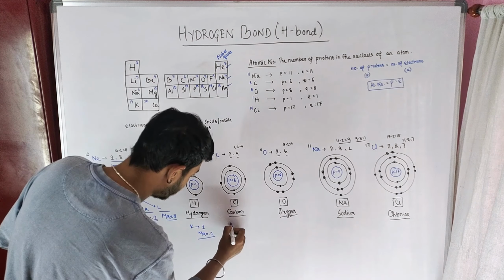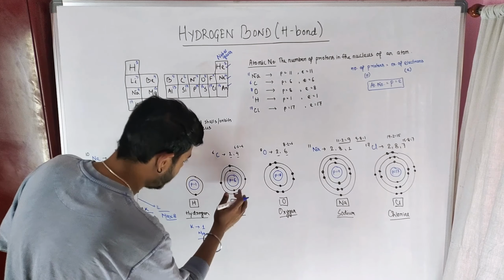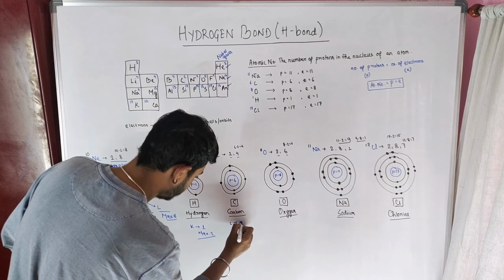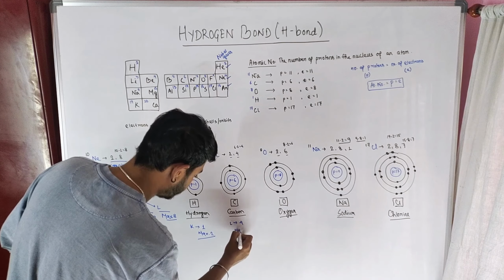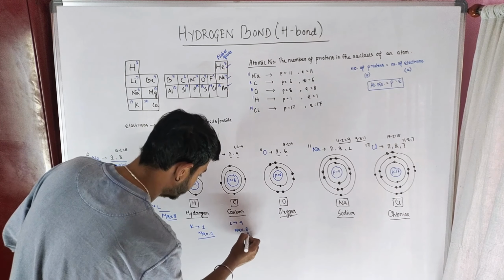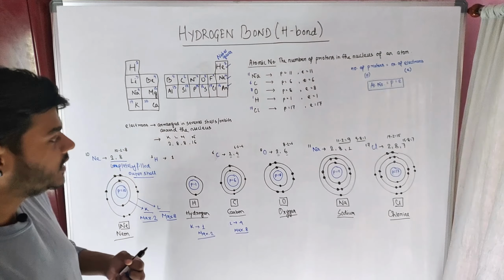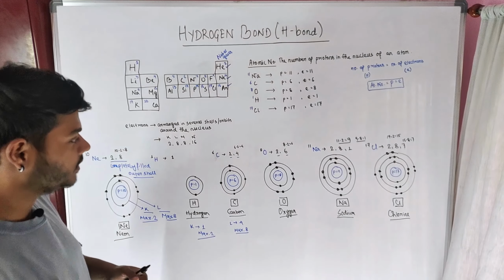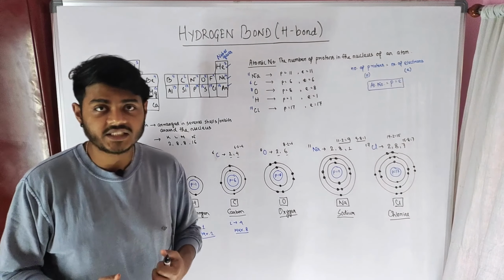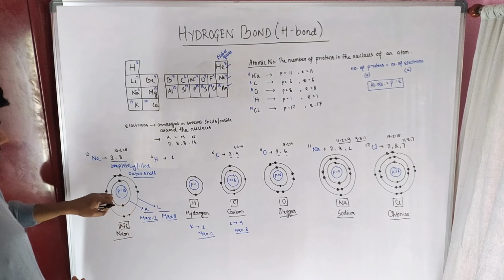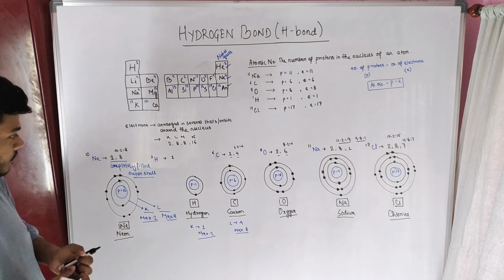Carbon, the K shell has 2 and the L shell has 4 electrons, but what is the maximum number of electrons the L shell can accommodate? It's 8. So similarly, all the other elements have a deficit of electrons in their outermost shell. They don't have a completely filled outermost shell. So they need to exchange electrons among themselves to achieve the configuration of a noble gas.